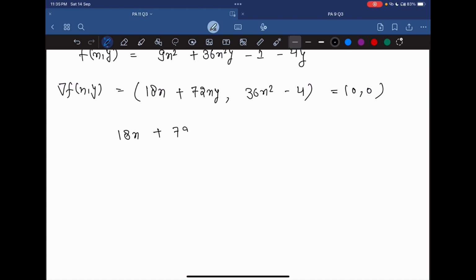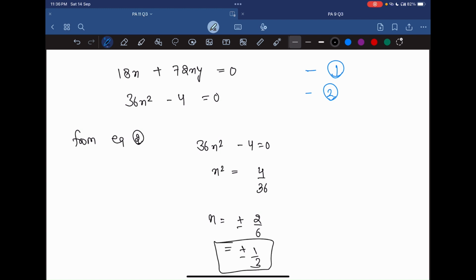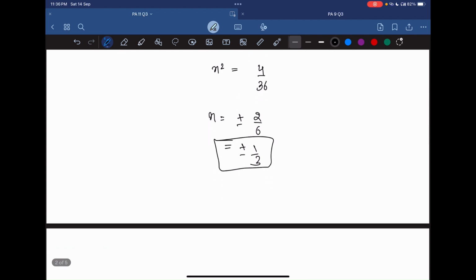18x plus 72xy equal to 0. So this is equation 1. 36x square minus 4 equal to 0. This is equation 2. So from equation 2, 36x square minus 4 is equal to 0. So x square is 4 by 36. So x is plus minus 2 by 6. That is, x is plus minus 1 by 3.